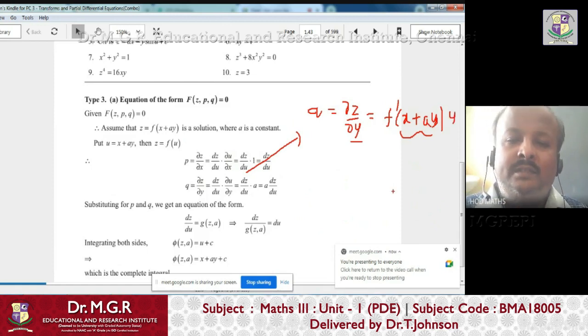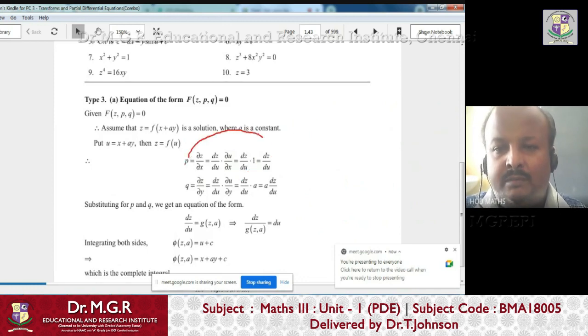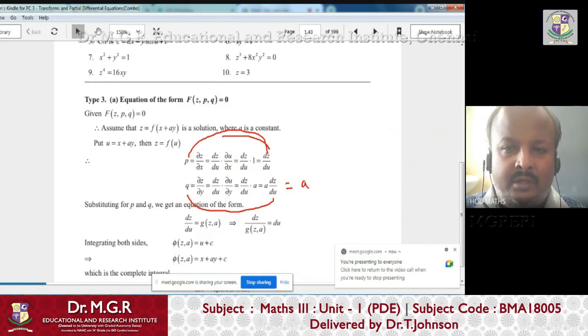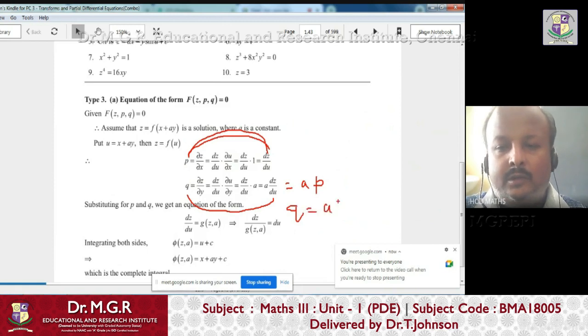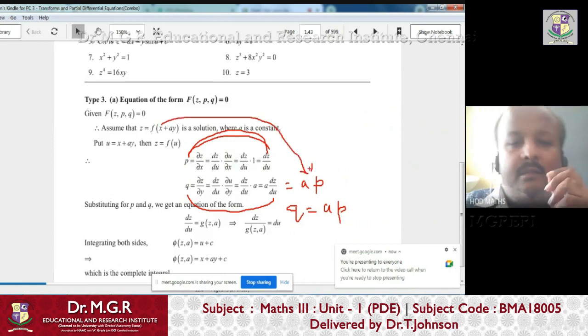Right? So now if you see from these two relations, p and q, p is dz by du. q is a times dz by du. So now you can write a times, in place of dz by du, since dz by du is equal to p, you can put p. Then we have a relation q equals a times p. So how does this relation come? Because of this assumption, we got the relation q equals ap.